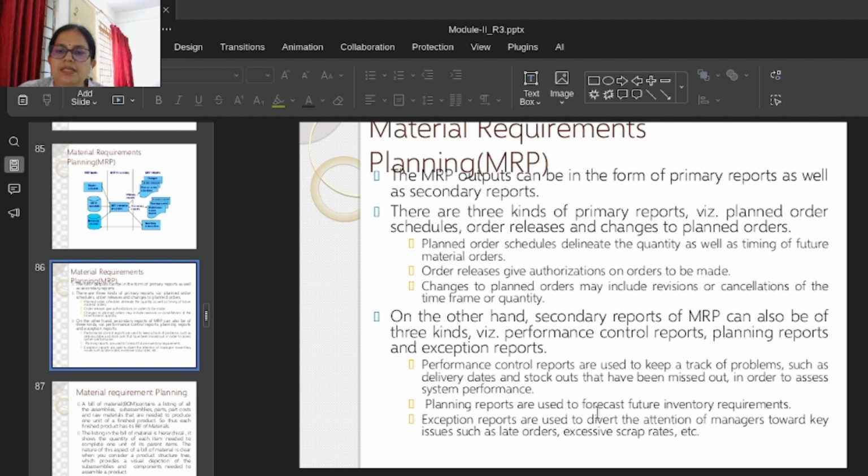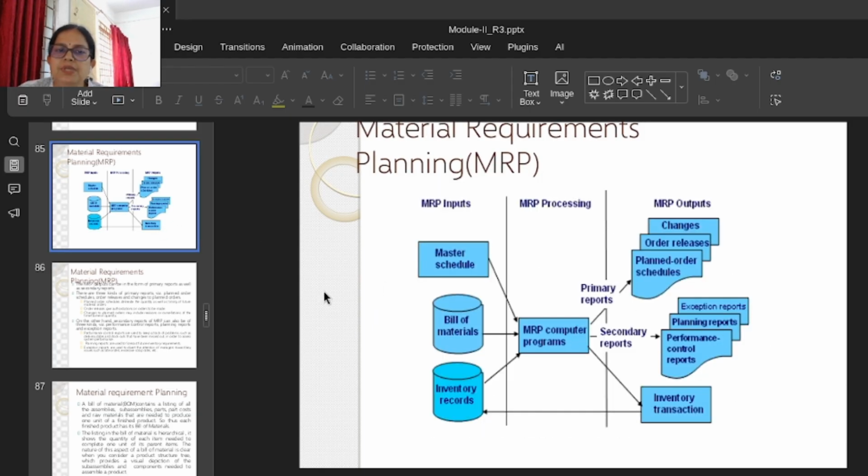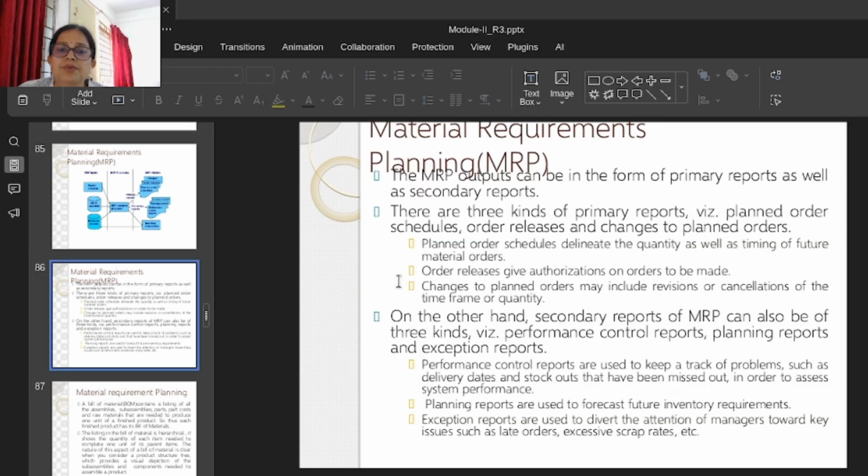Planning reports are used to forecast future inventory requirements. This planning report will give us the future inventory requirements we need to keep, so that we can have the record. Then exception reports are used to divert the attention of managers towards key issues such as late orders, excessive scrap rate, etc. So these are all about the primary and secondary reports of MRP.